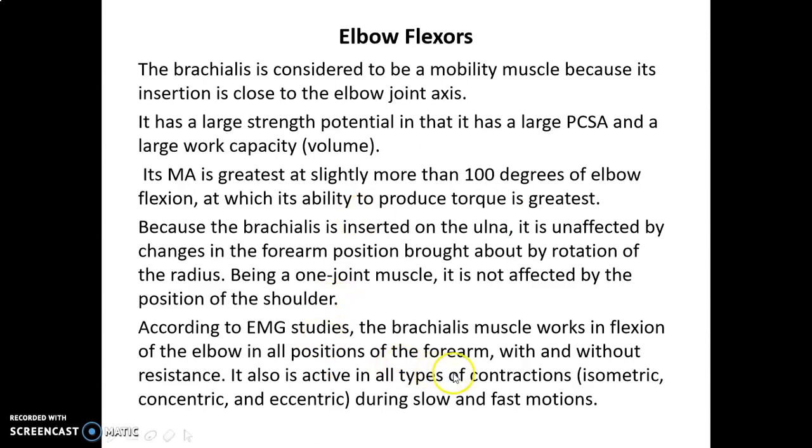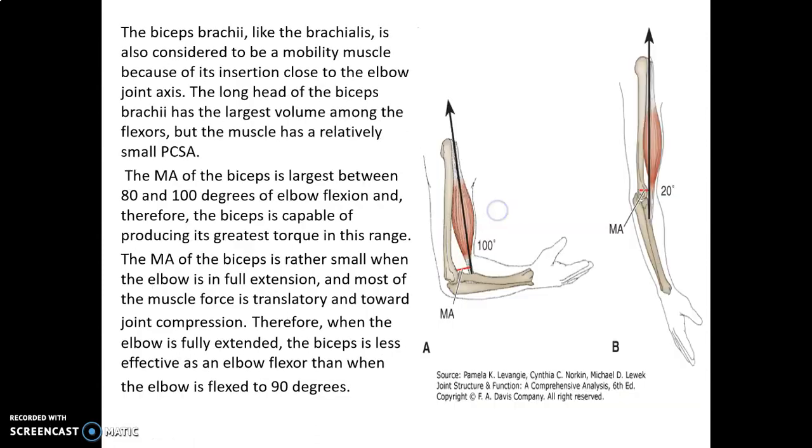According to the EMG studies, the brachialis muscle works in flexion of the elbow in all positions of the forearm, with and without resistance. It is also active in all types of contractions: isometric, concentric, and eccentric, during slow and fast motions. So in all these three types of contraction, the brachialis works in a similar manner, and even though the speed differs, it works in the same manner.